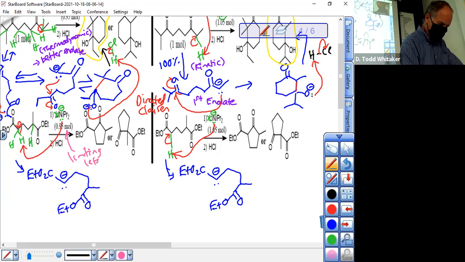Let's let equilibrium happen, which means you're going to take this H here. 1, 2, 3, 4, 5. It'll reach it too. Ring size 5 to grab it intramolecularly. Once again, that was equilibrium.